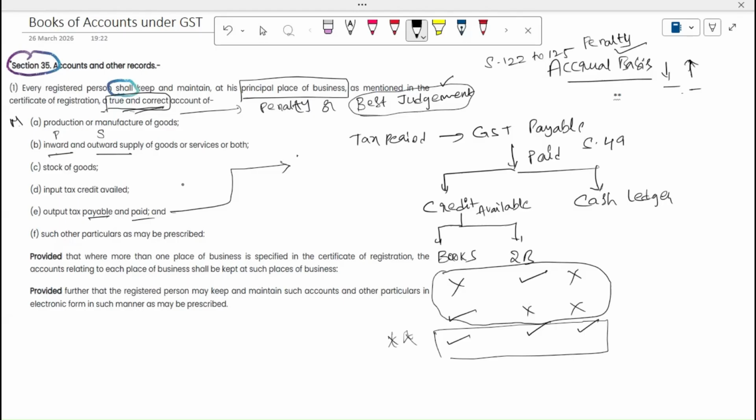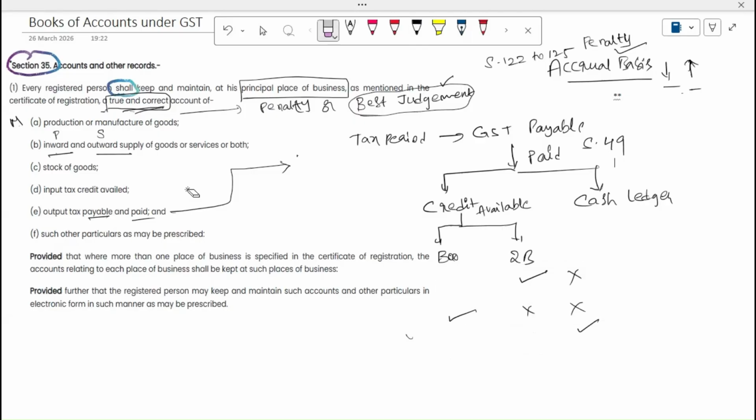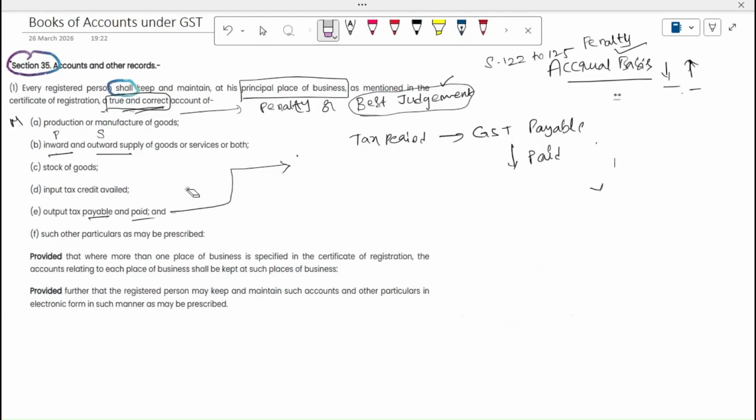Under section 49, they talk about your payment of tax. So this is again expected from the GST law, that you maintain proper books of accounts. So part of that, what is the credit you have to pay? What is the output tax you have to pay? And what is the output tax you have actually paid?